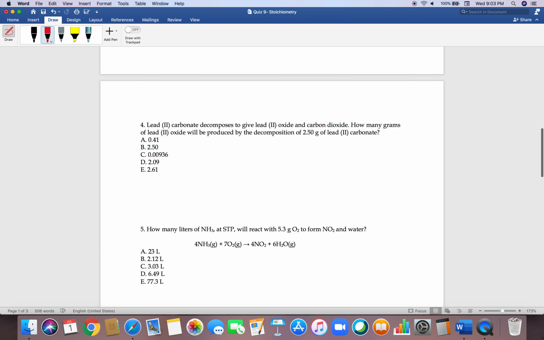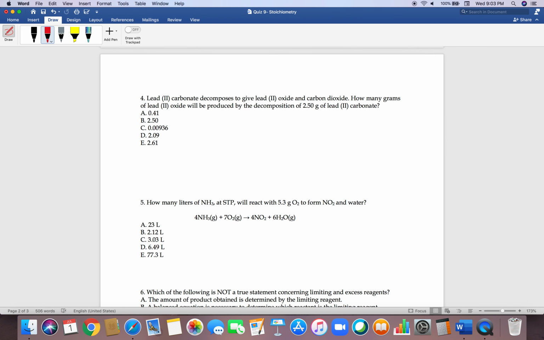Number 4 says that lead(II) carbonate decomposes to give lead(II) oxide and carbon dioxide. How many grams of lead(II) oxide will be produced by the decomposition of 2.5 grams of lead(II) carbonate? So here I didn't give you the chemical equation, you need to write it. So we're given the decomposition of lead(II) carbonate.